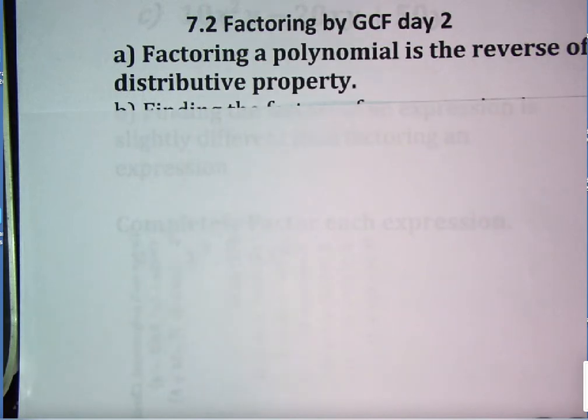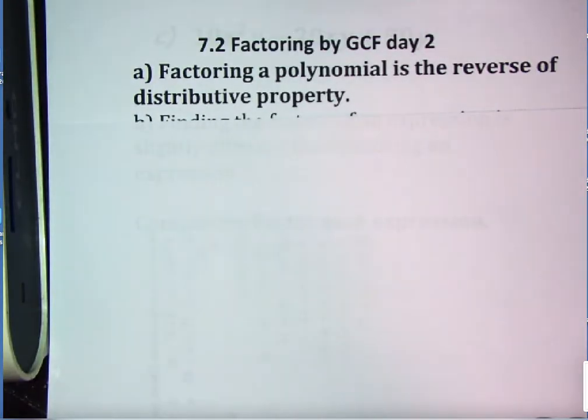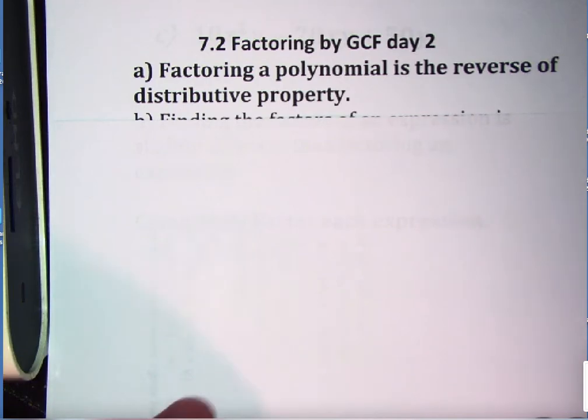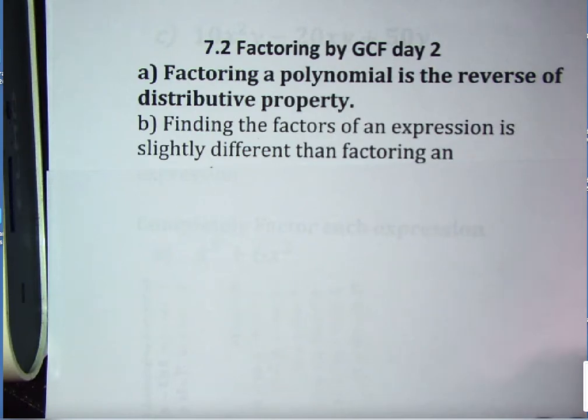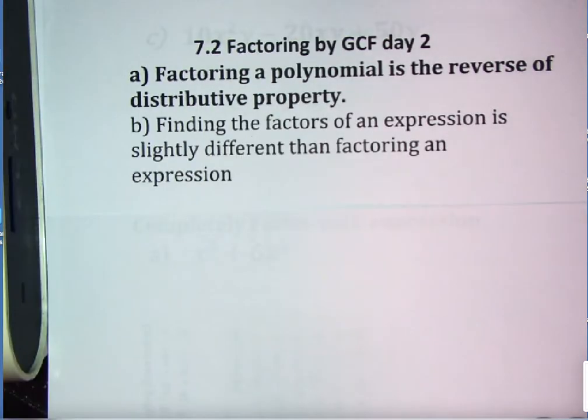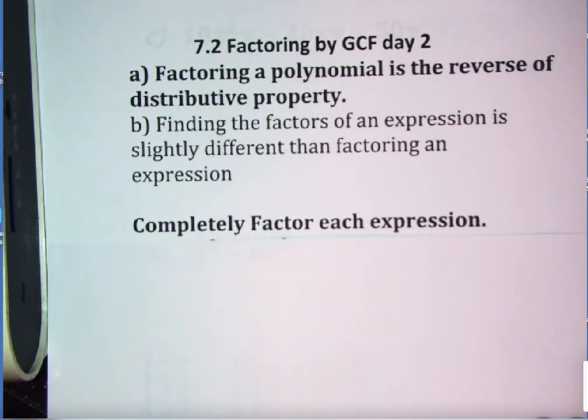last class we talked about factoring by GCF and what it means to really factor. So, some important notes. Factoring a polynomial is the reverse of distributive property. We kind of hinted at that and figured it out. And really important is that finding the factors of an expression is slightly different than factoring an expression. Okay? Finding any factor of an expression is different than factoring an expression. So, when we're asked to factor each expression, it means to reverse the distributive property and pull out the GCF.